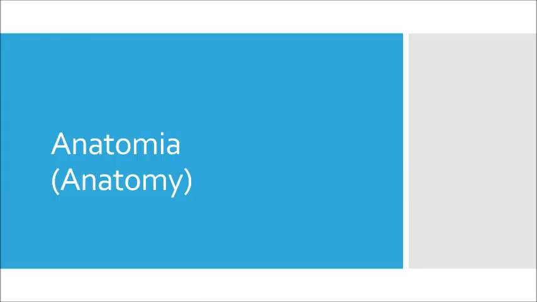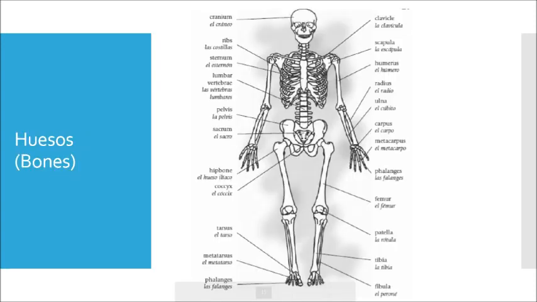Okay, now we're getting into some more PT specifics. We're talking about anatomy. The first slide looks at the bones, or huesos. And don't get it confused with huevos, which means eggs. Had that happen before.